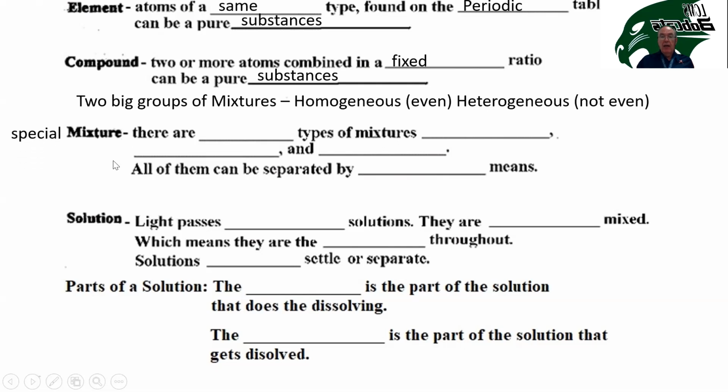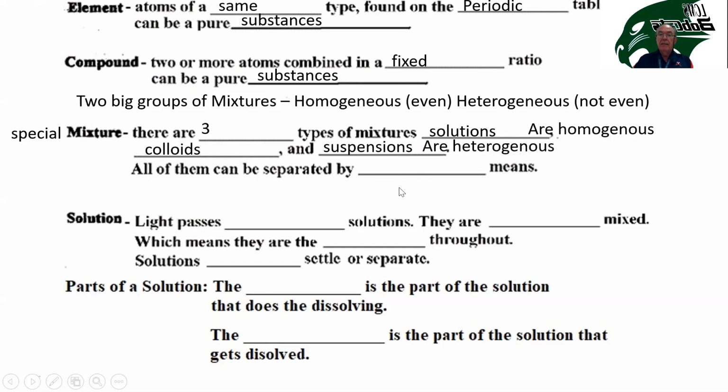Special kinds of mixtures: there are three types of mixtures. There are solutions, colloids, and suspensions. All mixtures, whether they're homogeneous, heterogeneous, solids, liquids, gases, colloids, suspensions, solutions, whatever, doesn't matter, all of them can be separated by physical means. I put up here just to remind us, solutions are homogeneous. Colloids and suspensions are heterogeneous.